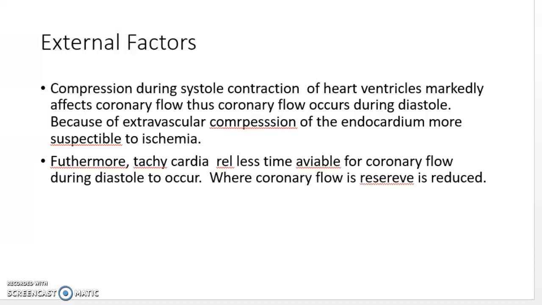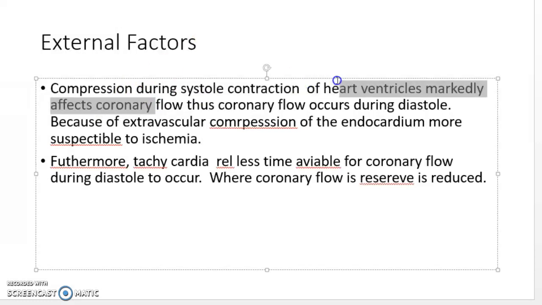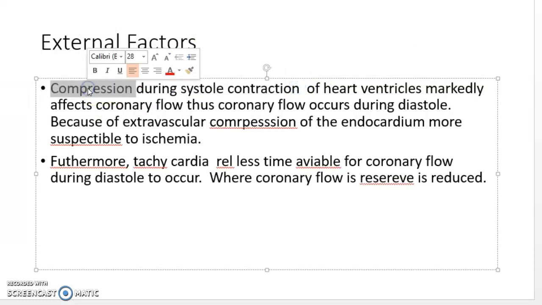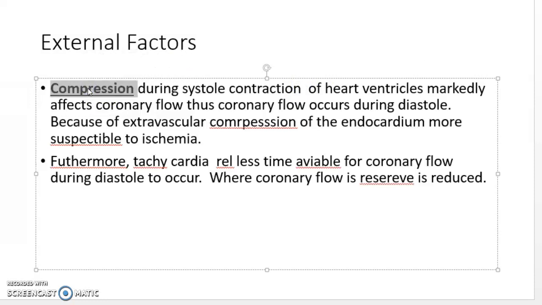When there's diastole, there is more coronary blood flow. So compression in systole, during contraction. And what's the reason? Well, the main reason is compression. So from arterial systole contraction, the heart ventricles really do constrict the coronary flow, because of extravascular compression in the endocardium, and with tachycardia, this compresses it even more.